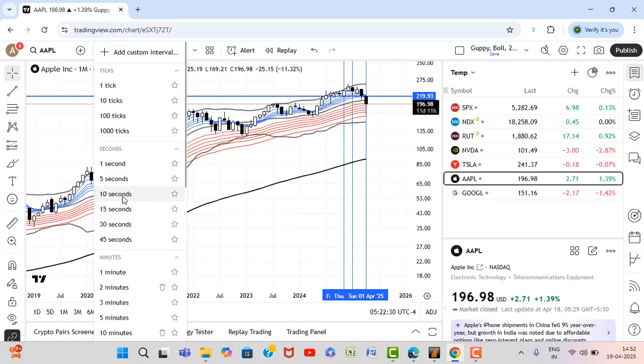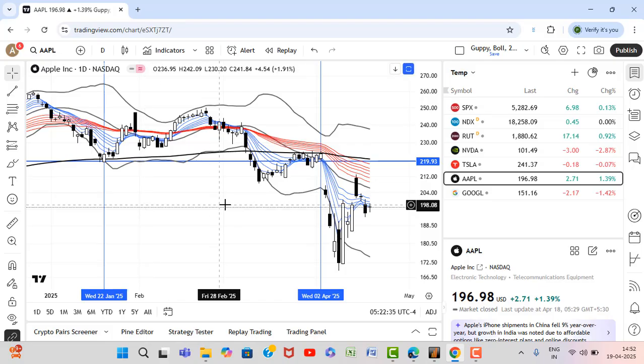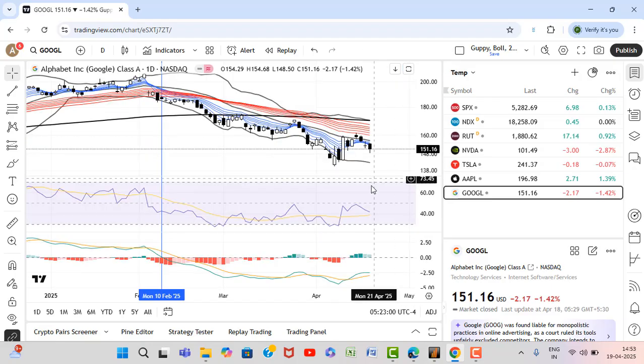So I'm going on dailies for Apple. I have marked these vertical lines and horizontal line because there was something I wanted to discuss. I go to Google. There's a vertical line. I'll discuss something in the coming time, in a few minutes from now. Here are the other two indicators, RSI and PPO. So we have a total of five indicators.